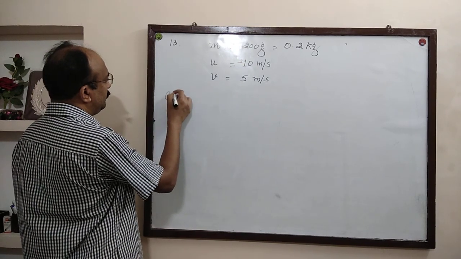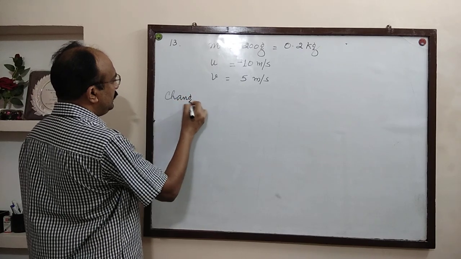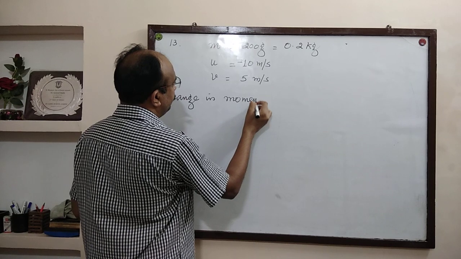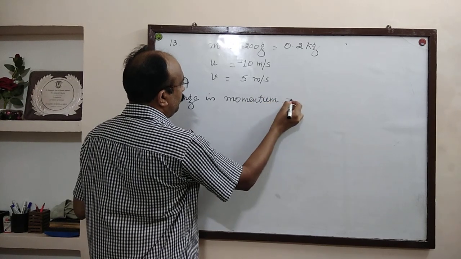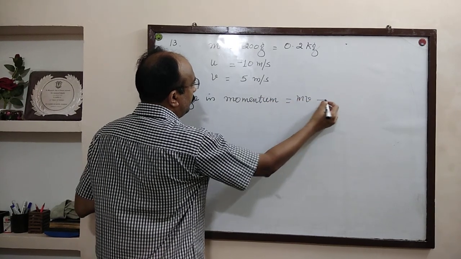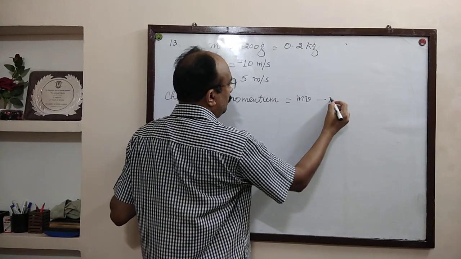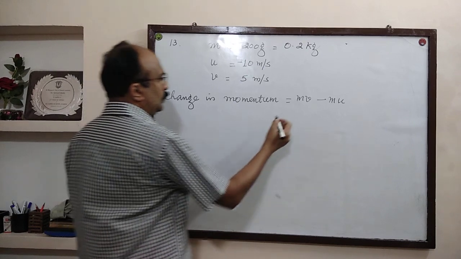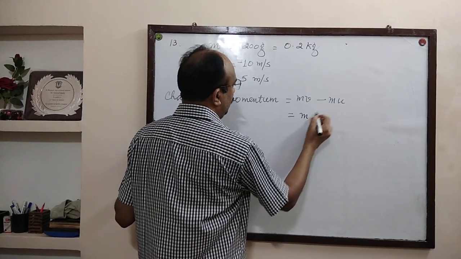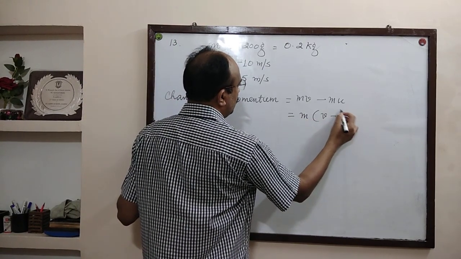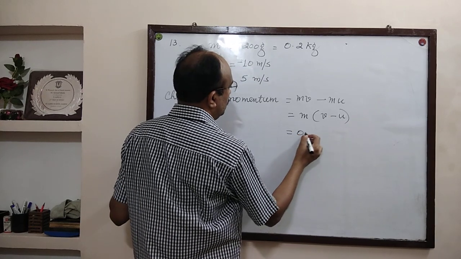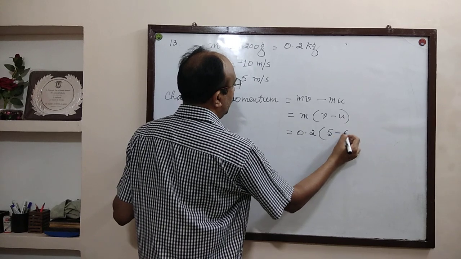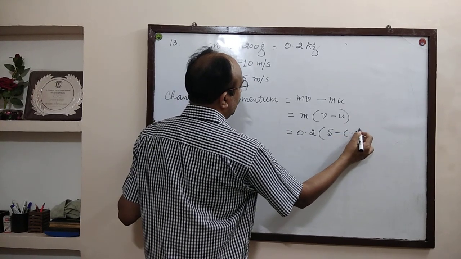Now, what is change in momentum? Change in momentum is equal to final momentum minus initial momentum, mv minus mu, is equal to m into v minus u, which is 0.2 into 5 minus 10.